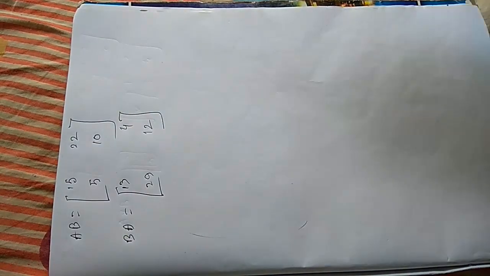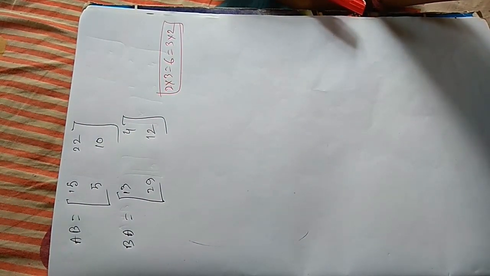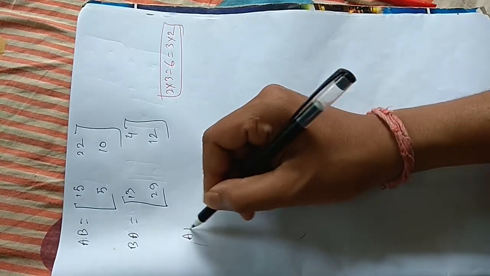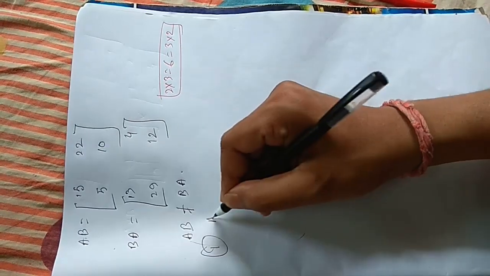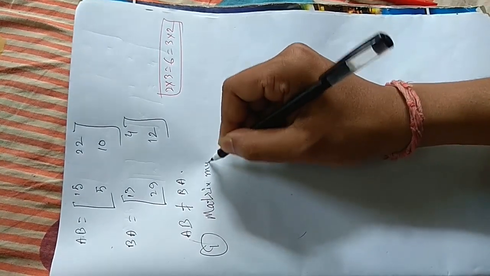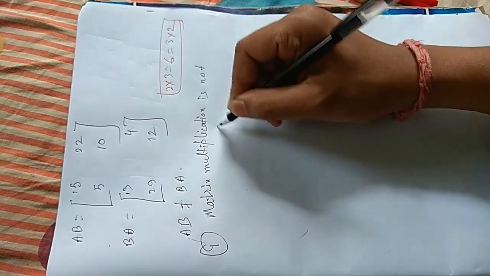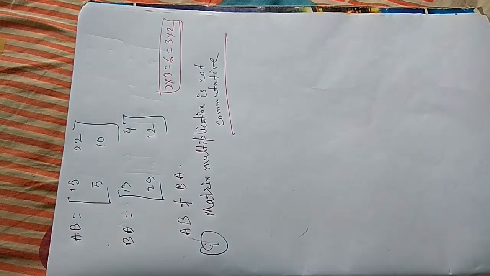So now one question comes. In algebra, we know 2 times 3 is 6, and 3 times 2 is also 6. That means for real numbers, multiplication is commutative. But this is the first time you see that if we take two matrices, then AB is not equal to BA. So this property is called: matrix multiplication is not commutative. Okay, that means matrix multiplication is not commutative. Okay, thank you.